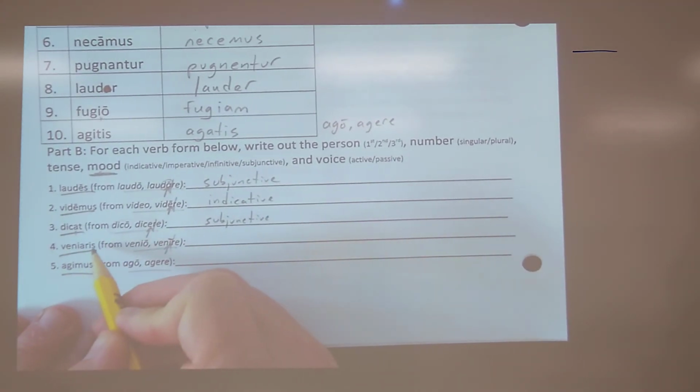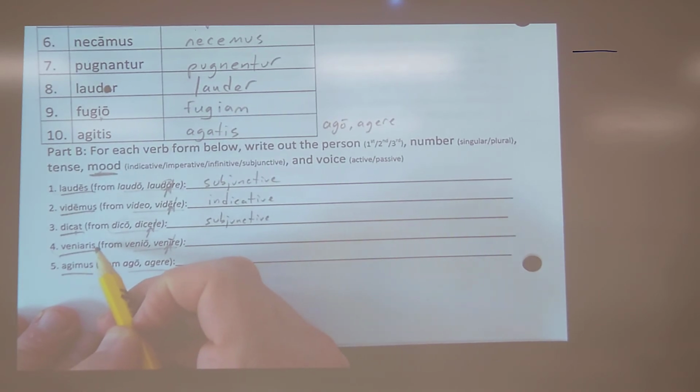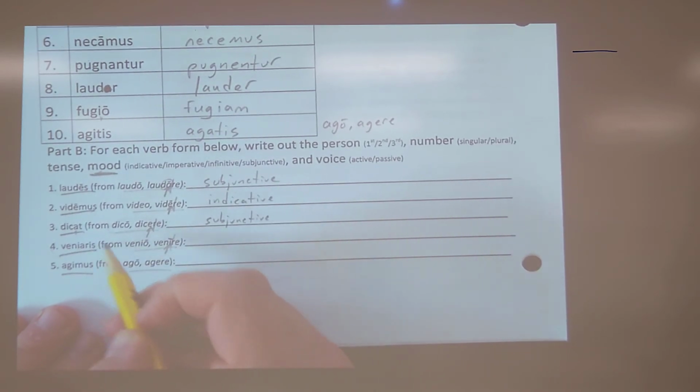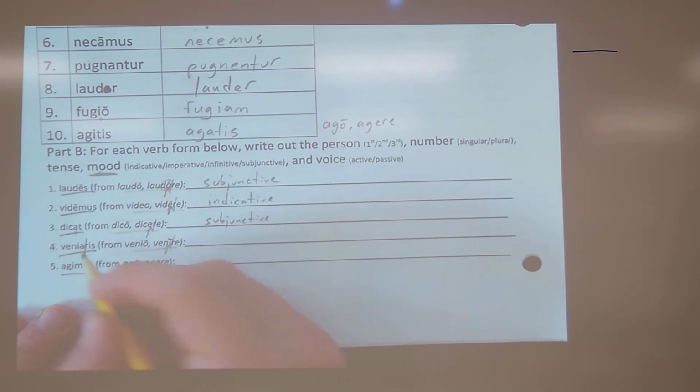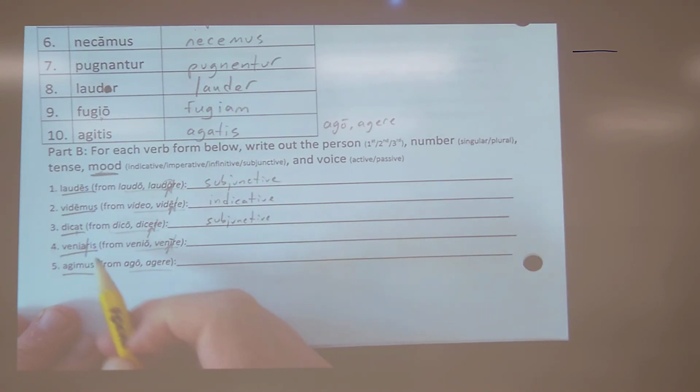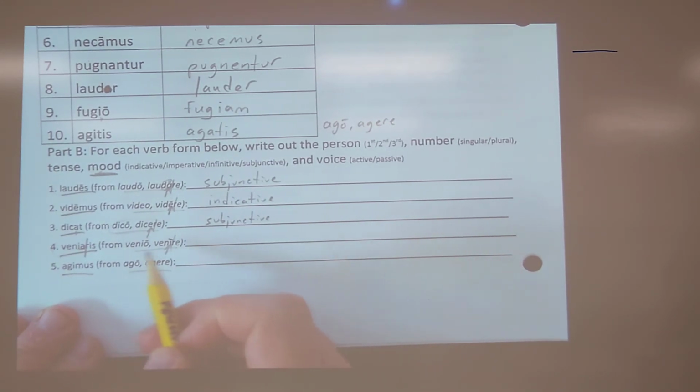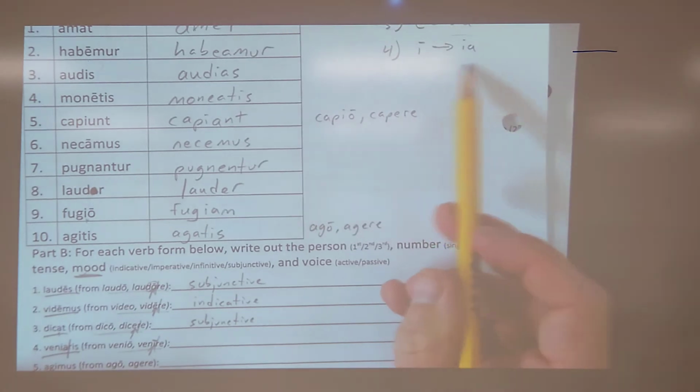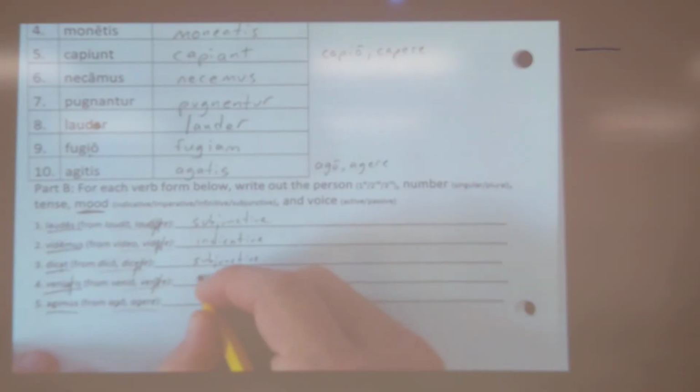So let's look at our form. Our ending here, veniaris. Well, you remember your passive endings from the other day: aris, tur, mur, mini, ntur. So this is passive. We can chop off that passive ending, and all of a sudden we notice our stem vowel now is IA. So if you have a long I that becomes IA, you have subjunctive.